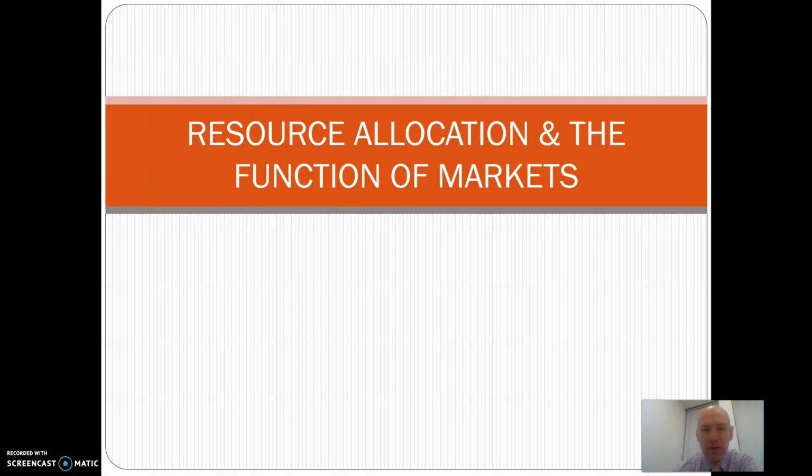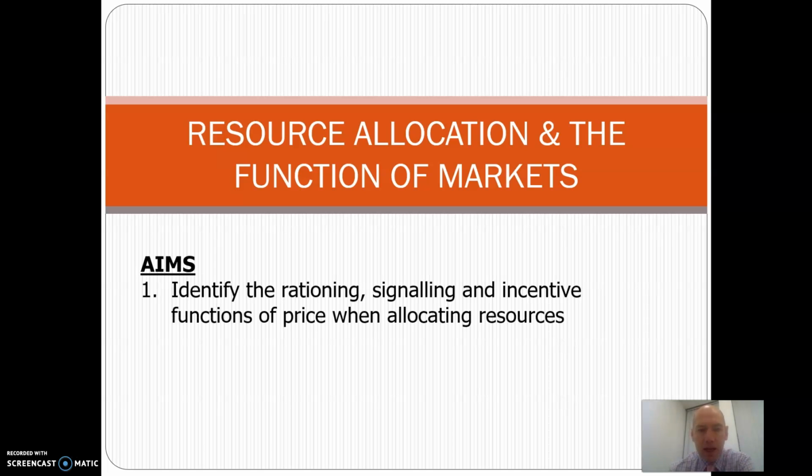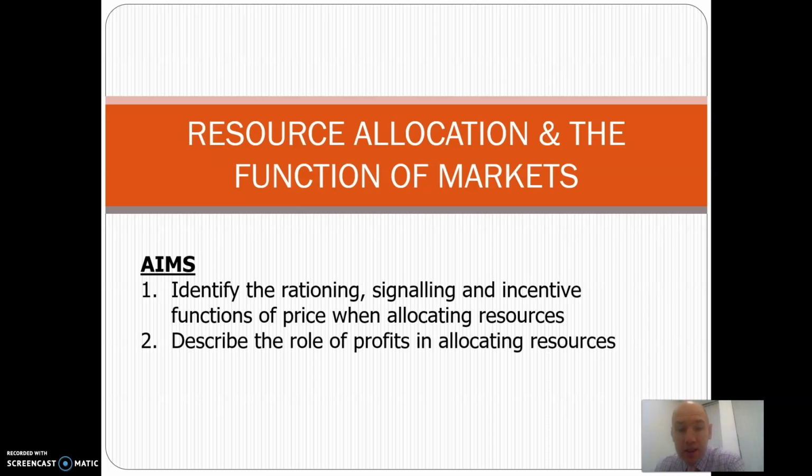Hi everyone, this is your 5th period lesson and it's about resource allocation and the function of markets. In terms of key aims, you are going to need to identify the rationing, signalling and incentive functions of price when allocating resources. You're also going to need to describe the role of profits in allocating resources. So those are the two key main aims.